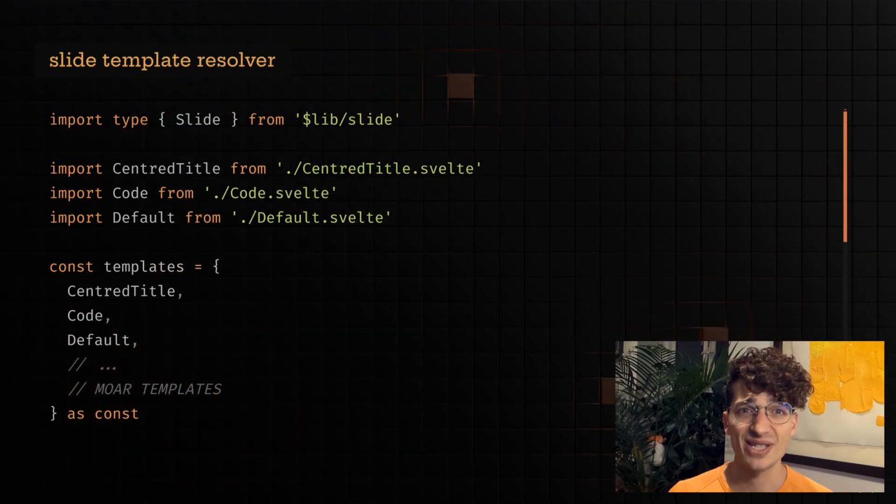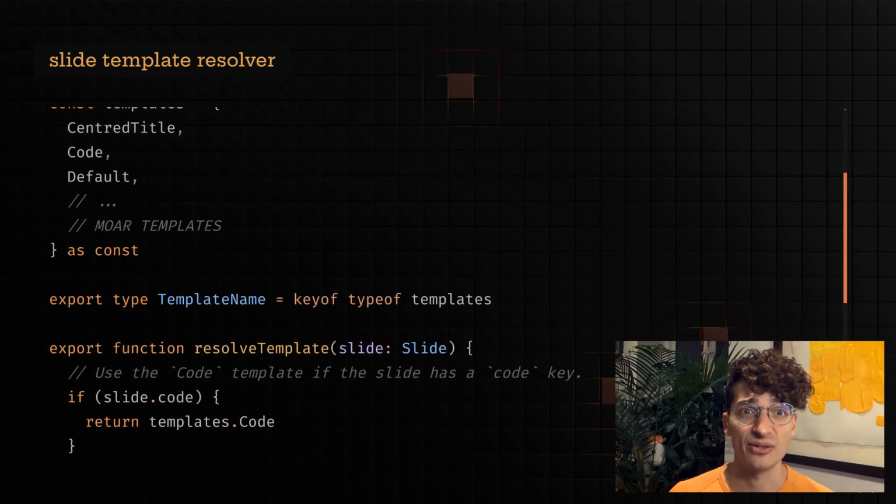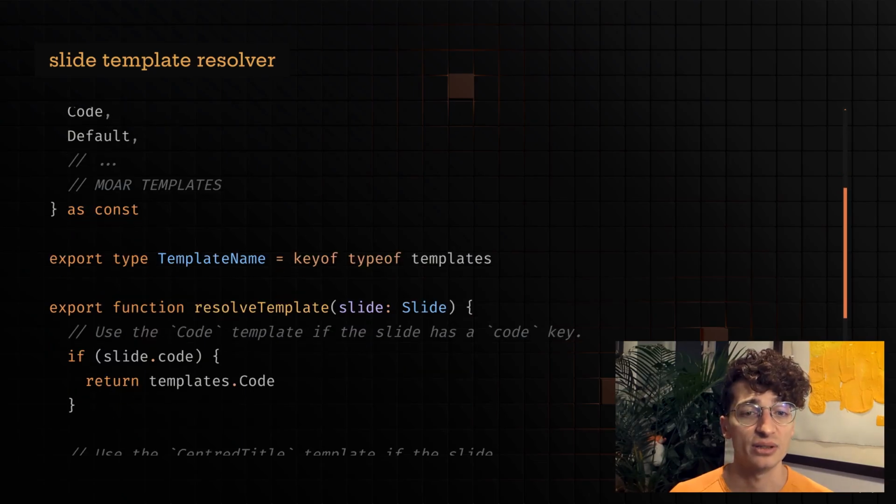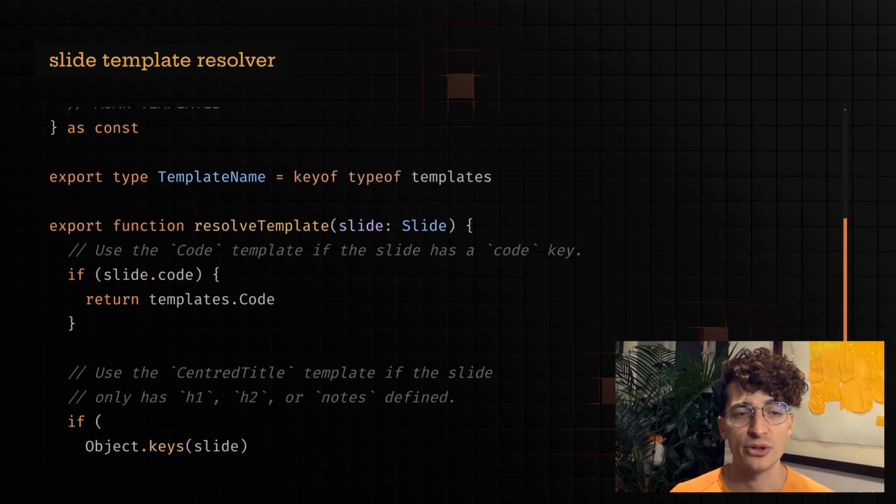This is an example of a simple resolver. It's basically a function with a bunch of if statements in it. So each slide goes into the resolver function, and using the properties available on that slide, you can figure out what the most appropriate template to show is.